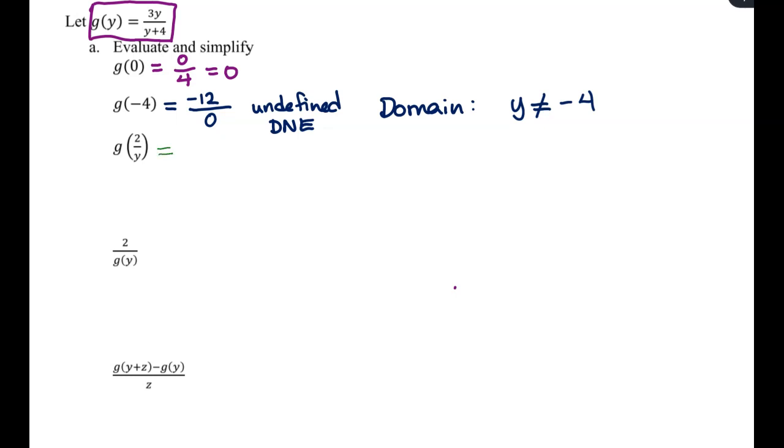G of 2 over y, I like this because we're going to get into some complex fractions, which happen a lot in calculus. So we're going to take 2 over y and multiply it by 3 in our numerator and add 4 in our denominator. Remember, this is like a 3 over 1. A lot of people make mistakes even just with that 3. They'll multiply top and bottom. But really what we have is 6 over y divided by 2 over y plus 4.